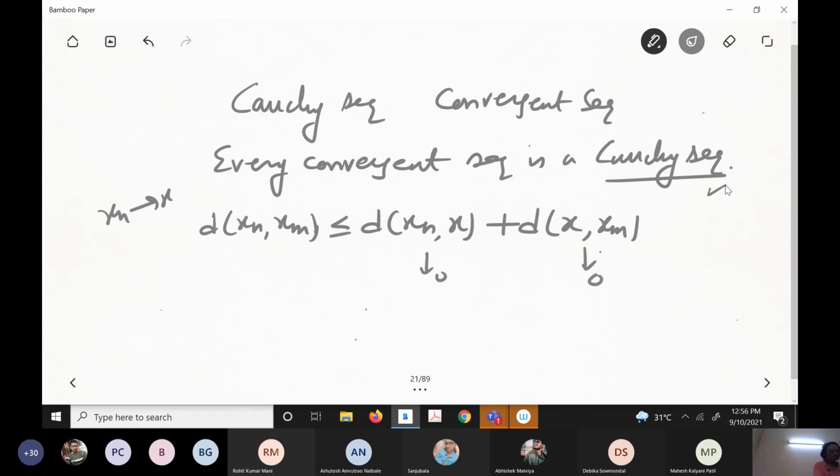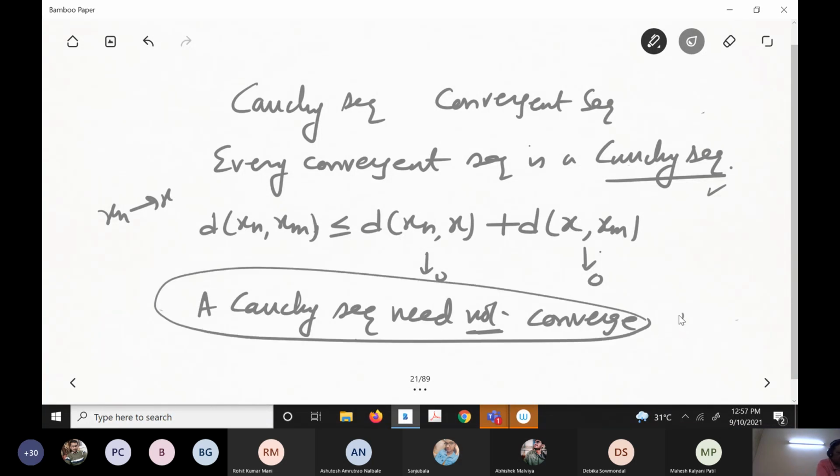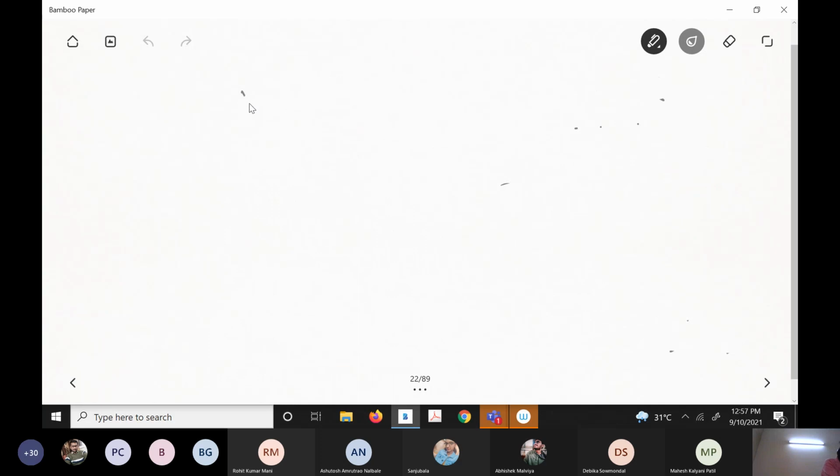So every convergent sequence is a Cauchy sequence, but a Cauchy sequence need not be convergent. A Cauchy sequence need not converge. That's the example in Q. I have given that. So this is the thing, and that you have seen in a counter example. Okay, you can construct many other counter examples also.